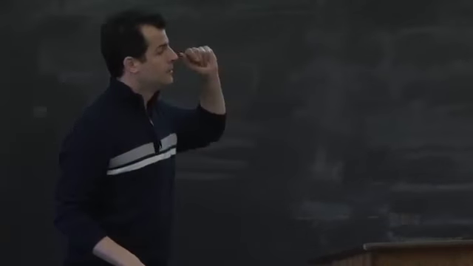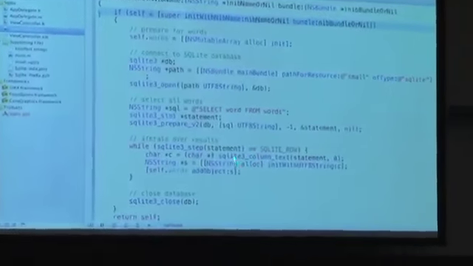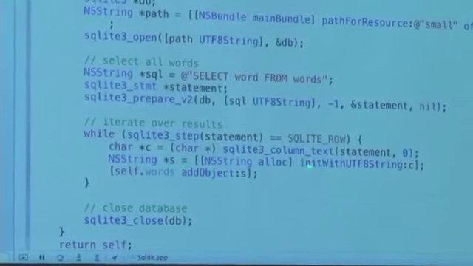Yeah? Is the second line in the while loop functionally different from something like NSString stringWithFormat, %s? Oh, the second line here? Yeah, NSString star. Yep, that is exactly the same, except what you just described, stringWithFormat, is what we'd call a convenience method, but it achieves exactly the same result here.